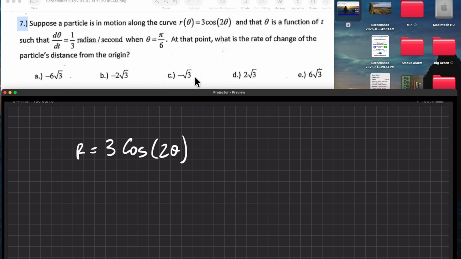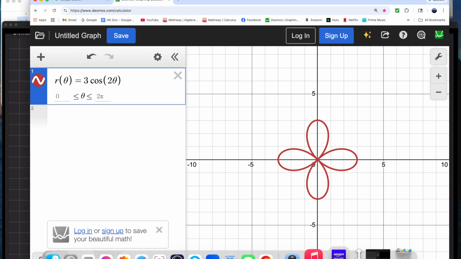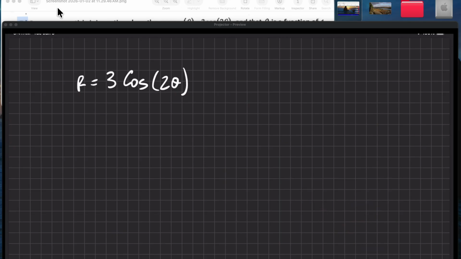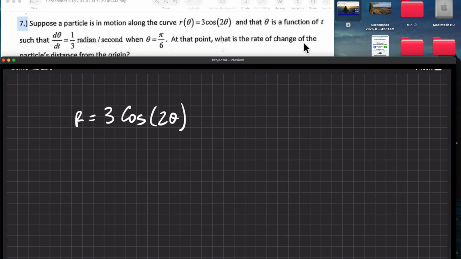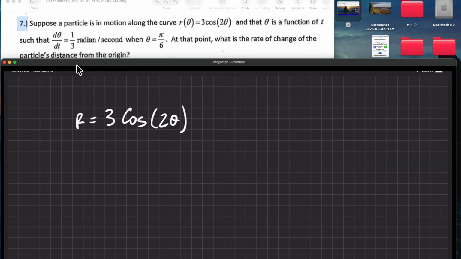Okay, let's talk about the intuition of what this graph is going to look like. 3 is going to be the length of each petal, and the fact that there's a 2 in front of the theta, and that's even, means there are going to be 4 petals. You multiply it by 2 if it's even, and the fact that it's cosine means it's going to be symmetric over the x-axis. So here we have a 4-petal figure that is symmetric over the x-axis. Okay, the first thing to recognize is this part of the equation right here. What is the rate of change of the particle's distance from the origin? So folks, we're looking for dr dt.